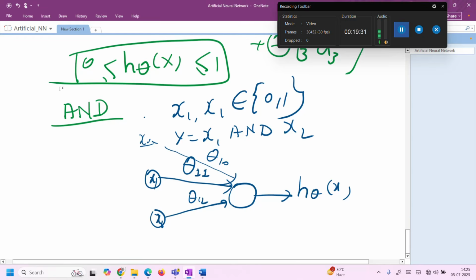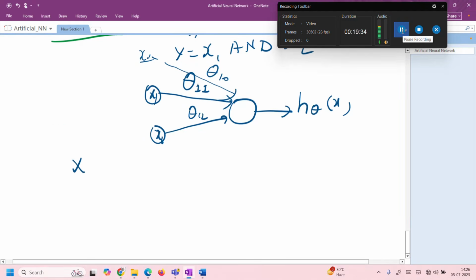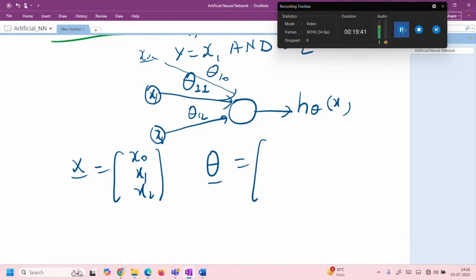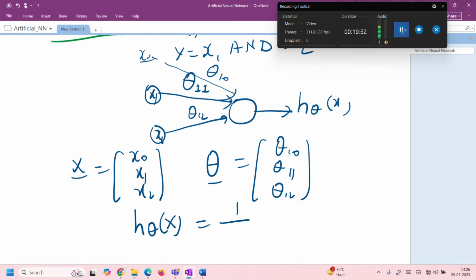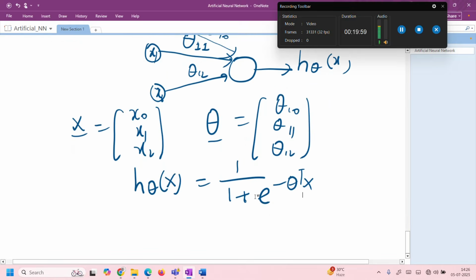Fine. So if you define the x feature vector as x0, x1, x2, and the weights vector as theta 1 0, theta 1 1, theta 1 2, then the hypothesis function is 1 divided by 1 plus e to the power minus theta transpose x, right? And we need to find the values of theta 10, theta 11, and theta 12 such that this neural network mimics an AND gate.